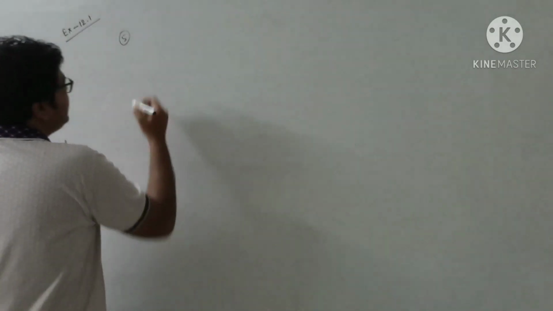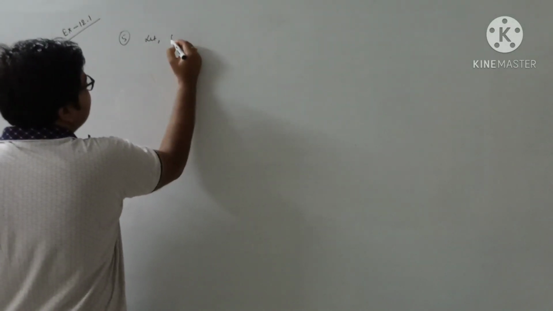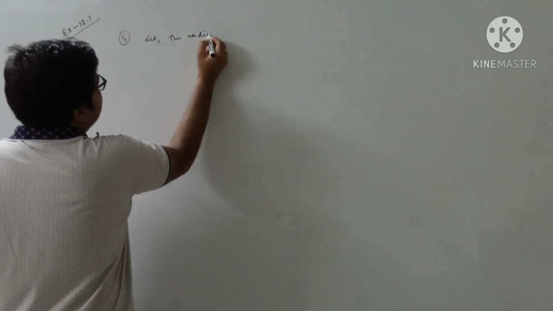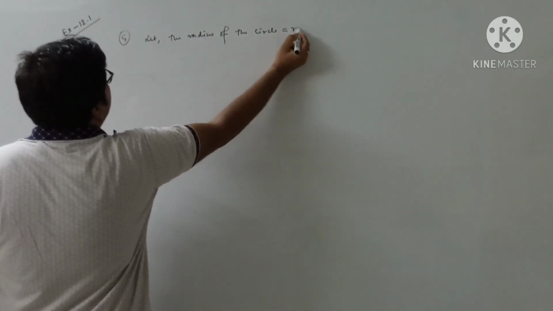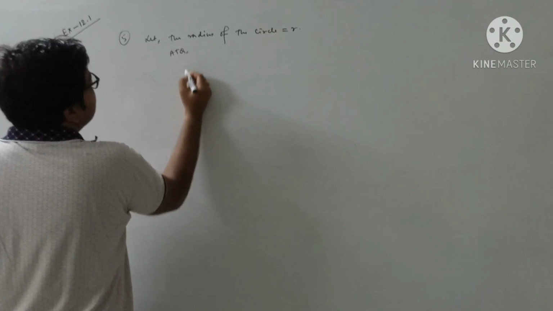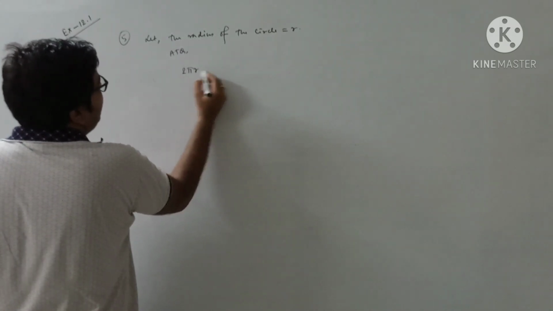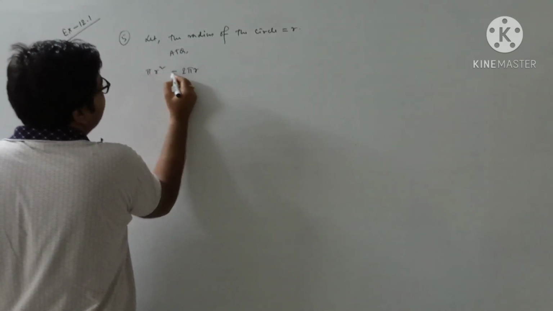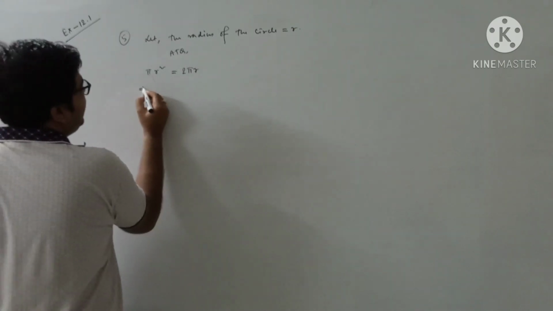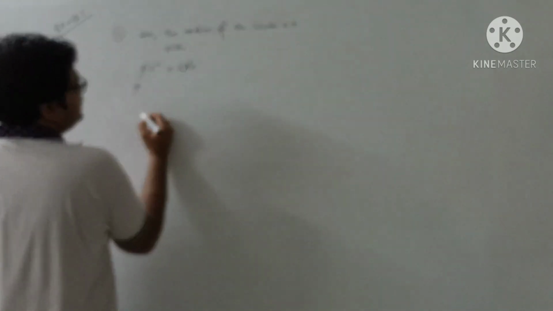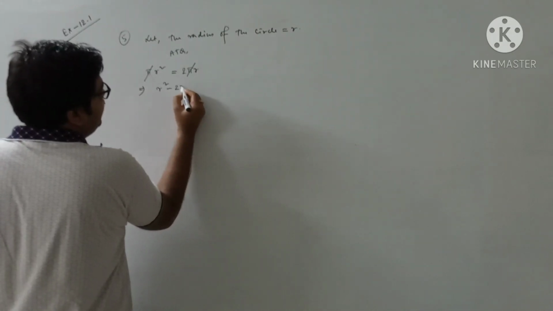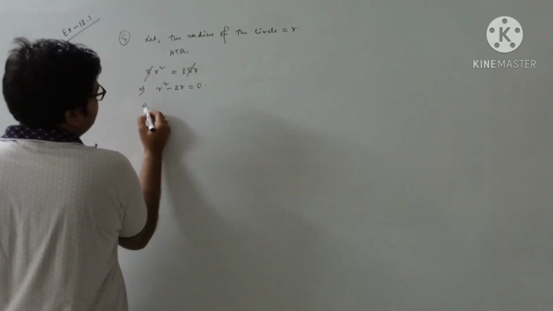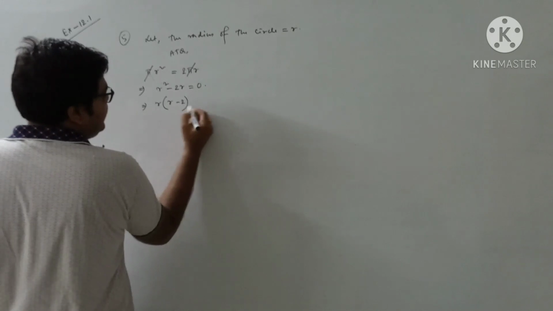So let the radius of the circle be r. Now what has been told in the question? Circumference and area are numerically equal. So pi will be cancelled from both sides, and one r will be cancelled, or you can write it as r squared minus 2r equal to 0. So r you can take as common, because it's a quadratic equation.